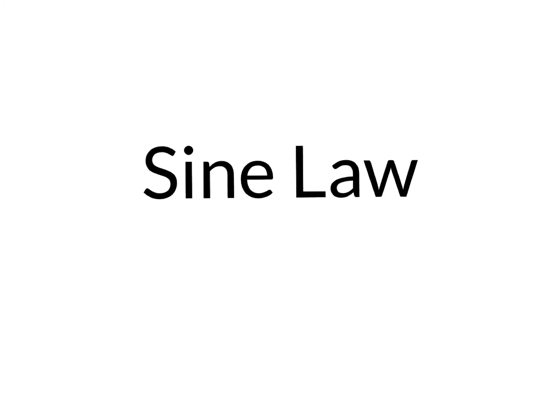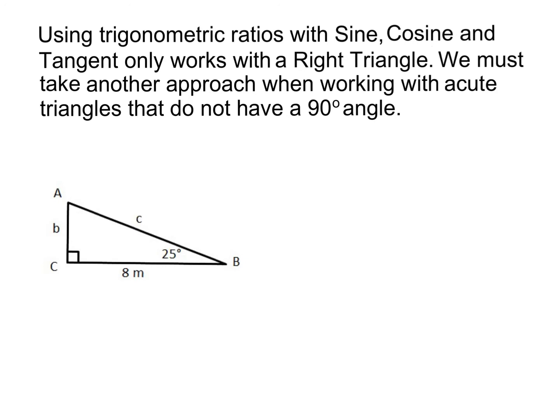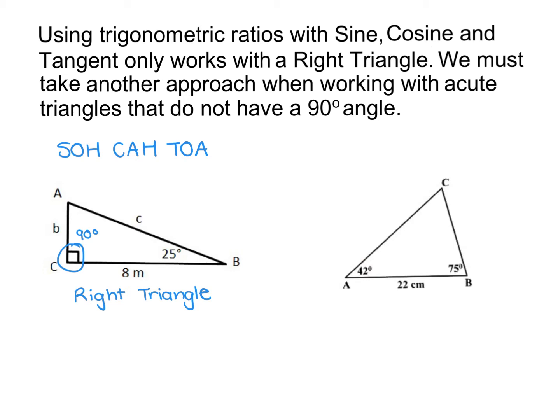In this lesson, we are going to use the sine law to help us solve triangles. Now on the left side, notice there's a triangle, and it's a right triangle because there's a 90-degree angle right there. Now to solve this, we have been using SOHCAHTOA, meaning trig ratios. So we know how to solve that. Now what happens if you're given a triangle that looks more like this? It's not a right triangle, so how would you even solve that?